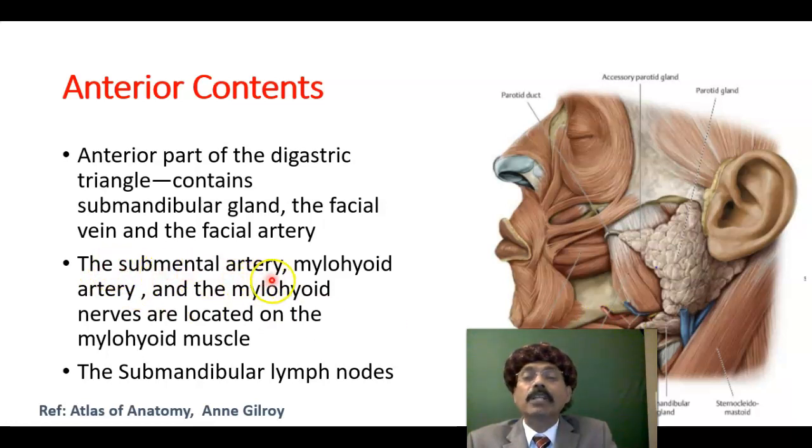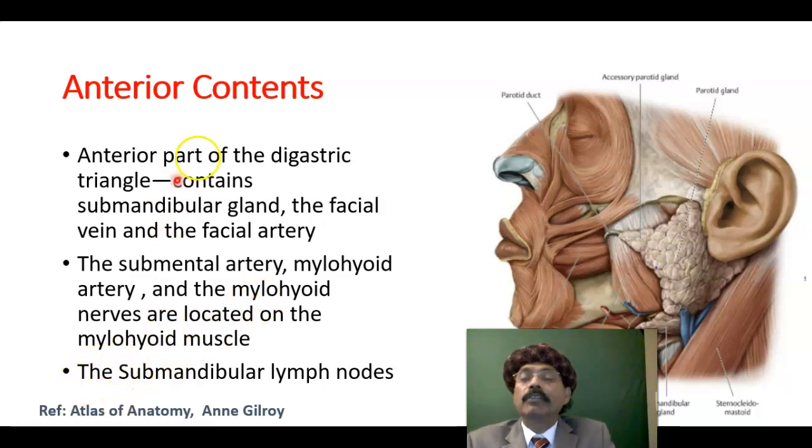We have the submental artery. From the facial artery, we get the submental artery. It is not shown here. Along with that artery, the other anterior contents are the mylohyoid nerve and the mylohyoid vessels. The mylohyoid nerve supplies the mylohyoid muscle and the anterior belly of the digastric muscle. It is a branch of the mandibular nerve, a nerve of the first pharyngeal arch.